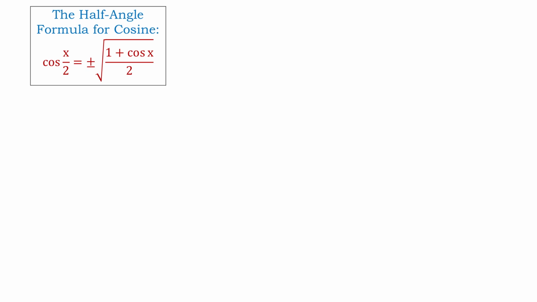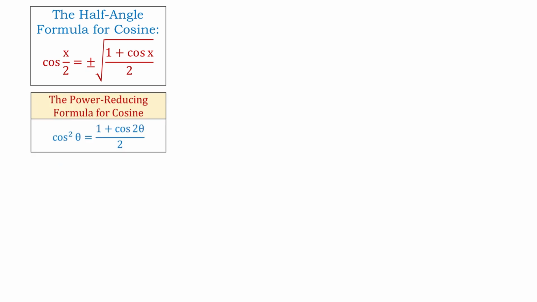Now let's talk about the half-angle formula for cosine. This one is derived from the power-reducing formula for cosine. This formula is cosine squared of theta equals (1 plus cosine of 2 theta) over 2. If we solve this formula for cosine, then we will have cosine of theta equals plus or minus square root of (1 plus cosine of 2 theta) all over 2.